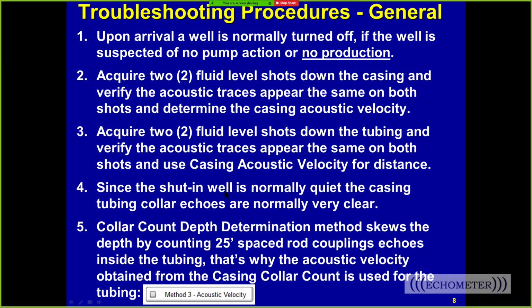Now, the well is shut in. The well's quiet. There's almost no noise. Usually these shots down the tubing and casing when the well's shut in are easy and the echoes are clear. And I already kind of said this, just another repeat: don't change the average joint length. Maybe someday in the future, TAM will have an option where you can put an average joint length for the tubing and an average joint length for the casing, but that's not really a working option right now. It's only one average joint length. That's what we use when you shoot fluid levels. All right.